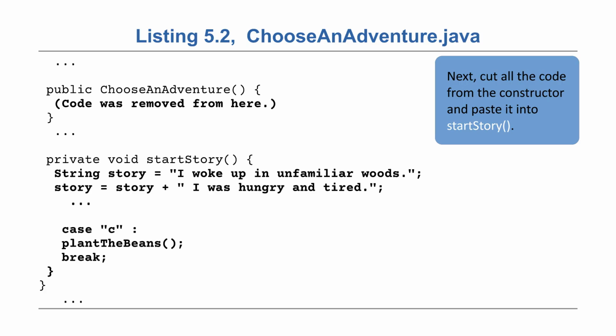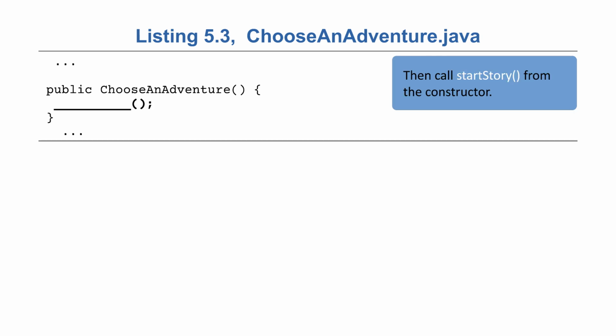Next, cut all the code from the constructor and paste it into StartStory. Then call StartStory from the constructor. Run it. What happened? It should have run exactly the same as it ran before.